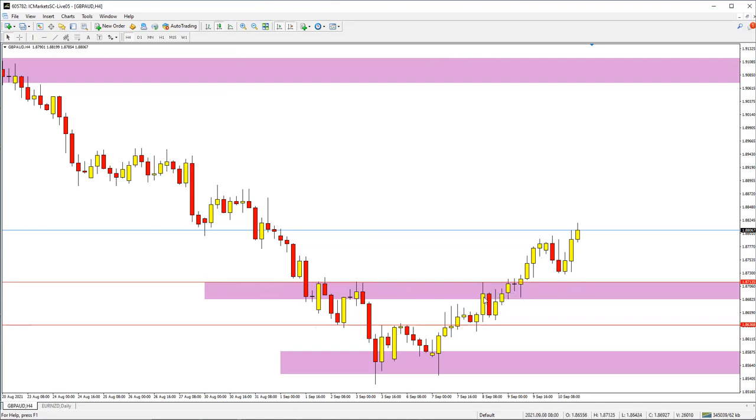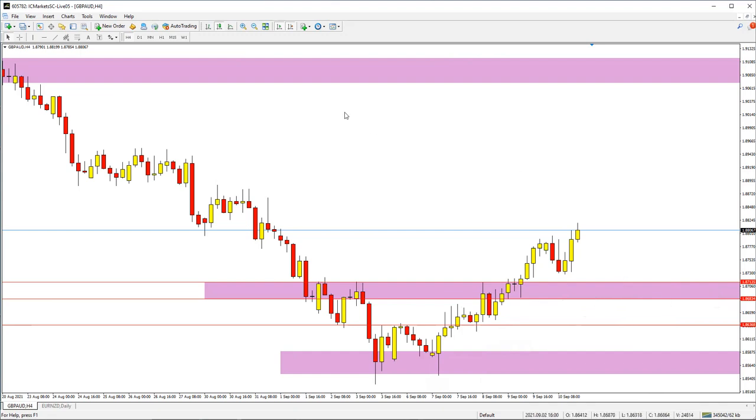Now the question is, has this area been retested? Chat, has this area been retested? This zone? No, it has not been retested yet. And this area has been retested. Break, valley, base, valley, base, valley. So in this case, this area has not been retested.